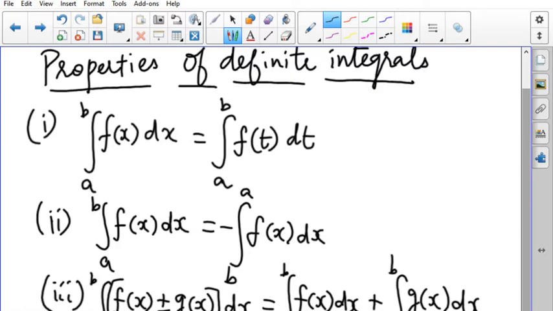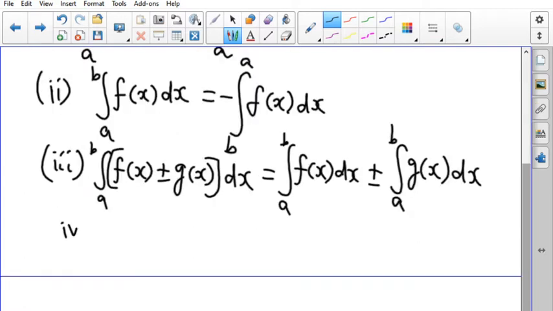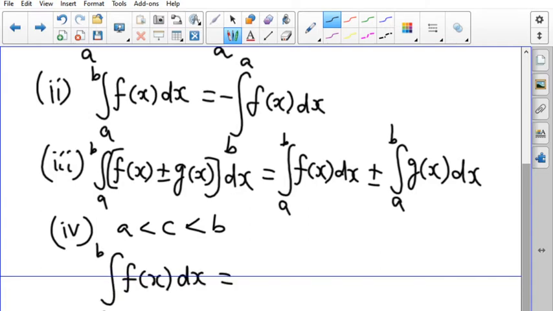Now we can see property number 4. Property number 4, if f of x is a continuous function in the closed interval a comma b, and if there is any point in between a and b, for example, a less than c less than b, where c lies between a and b, the integral a to b f of x dx can be written as integral a to c f of x dx plus integral c to b f of x dx.